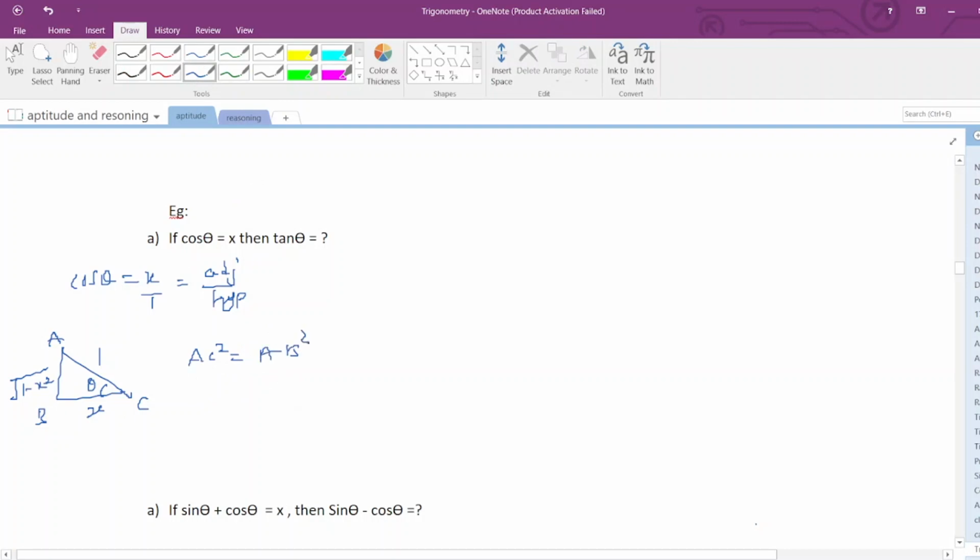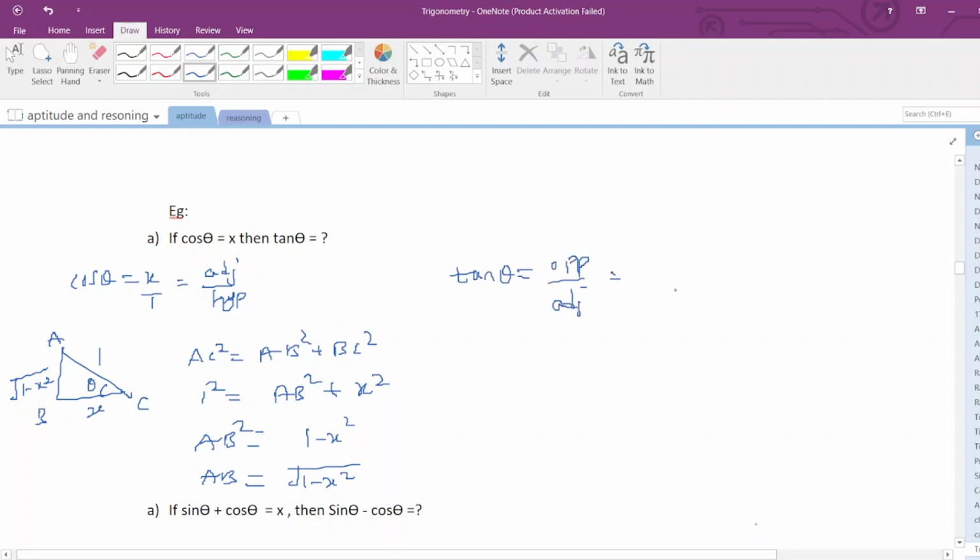AC square is equal to AB square plus BC square. AC square is equal to 1 square. AB square is not known, so AB square plus BC square is equal to x square. So if we bring x, AB square is equal to 1 minus x square. So AB is root over 1 minus x square. Simple. So since I get AB, now I need tan theta. So tan theta is equal to opposite side by adjacent side, right? Which is equal to root over 1 minus x square by x.